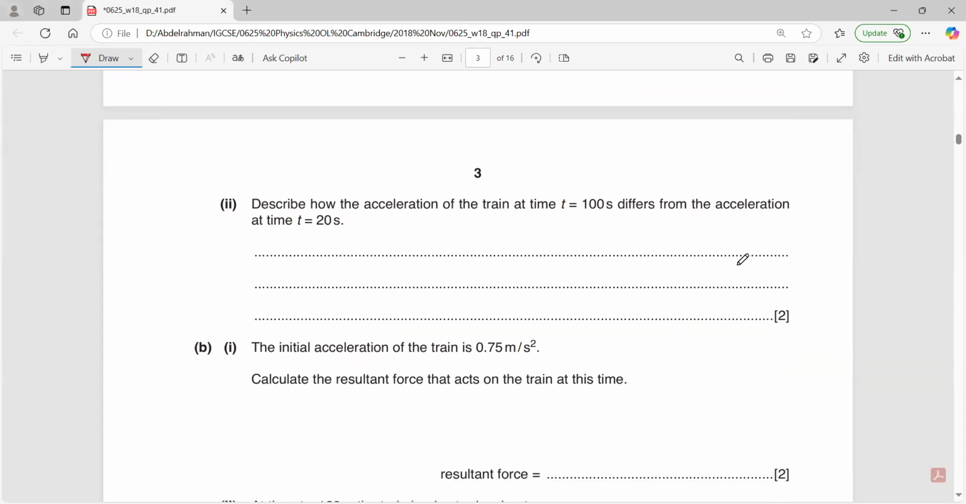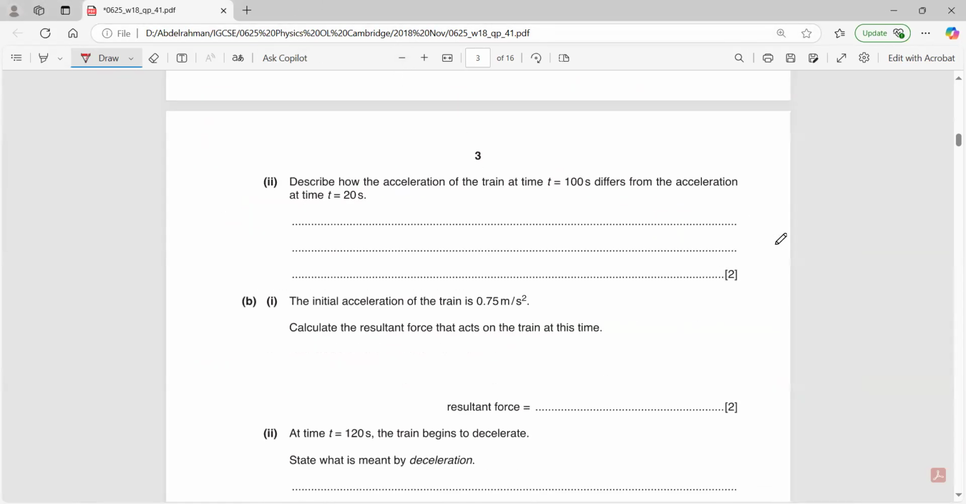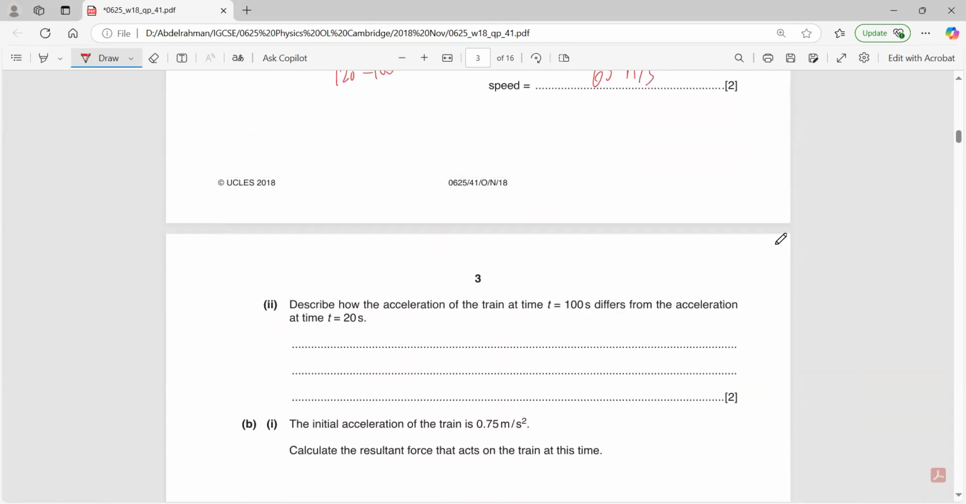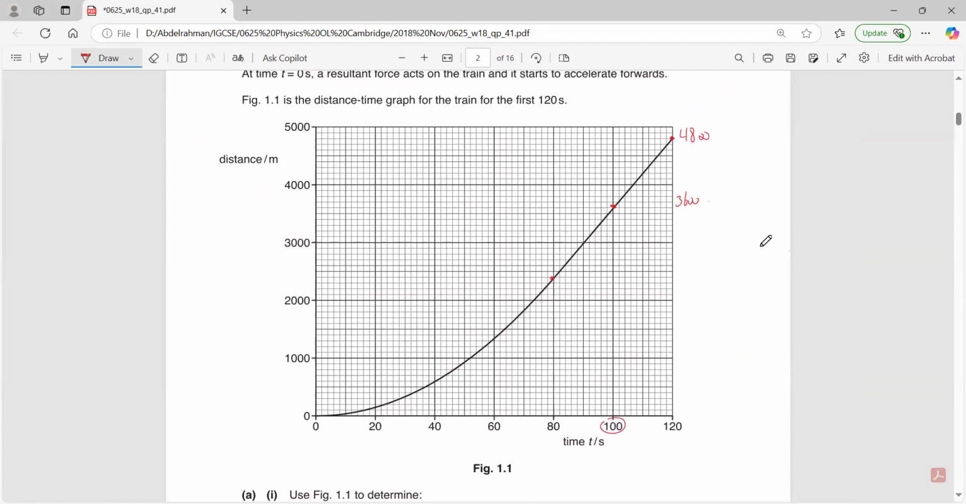Describe how the acceleration of the train at time 100 seconds differs from the acceleration at time 20 seconds. Let's check out the graph. At time 20, the slope was increasing. At time 100, the slope was constant. There's a huge difference. Increasing slope means that the speed was increasing. Constant slope means that the speed was constant.